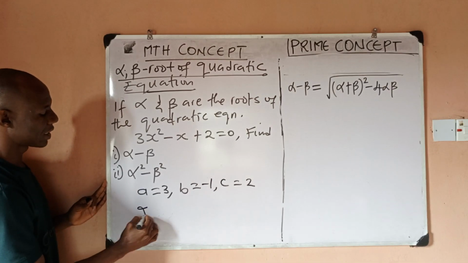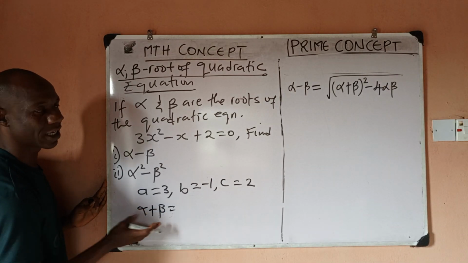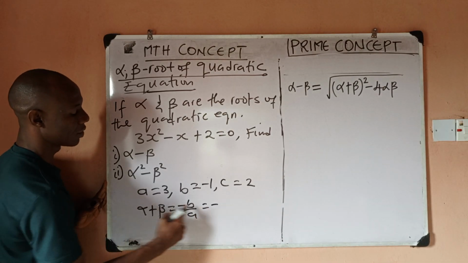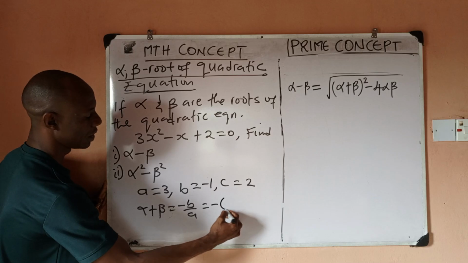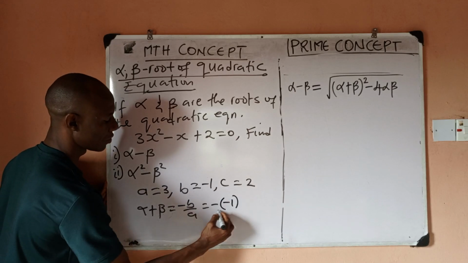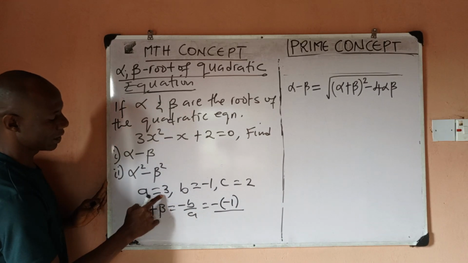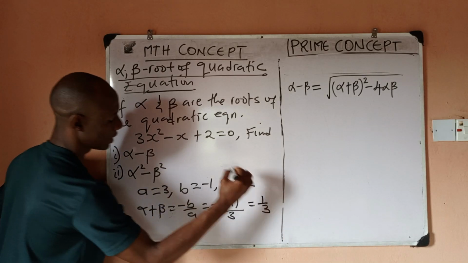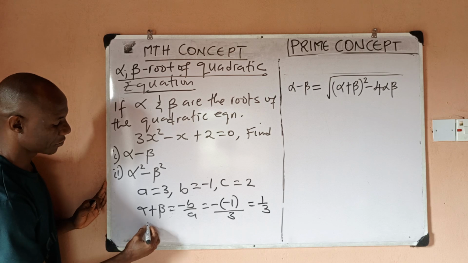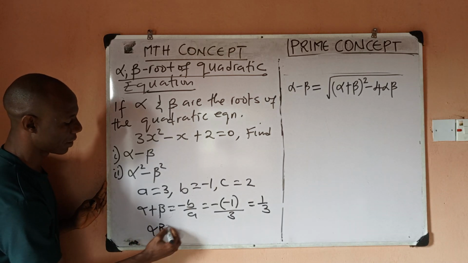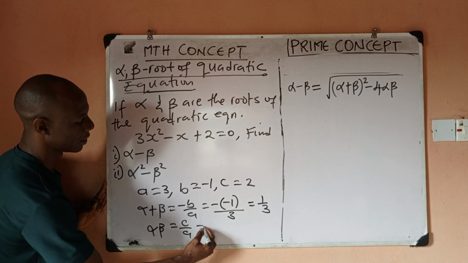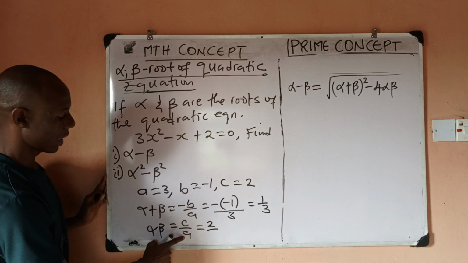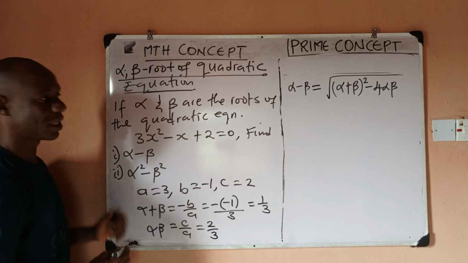So I have that alpha plus beta, which is the first thing I should always find, is minus B over A, which is minus. Now, what is my B? My B is minus 1. Don't forget. Over A, and my A is 3. So this answer becomes 1 divided by 3. The second thing I want to find is alpha beta, which is C over A. My C is 2. My A is 3. So I've been able to find this.